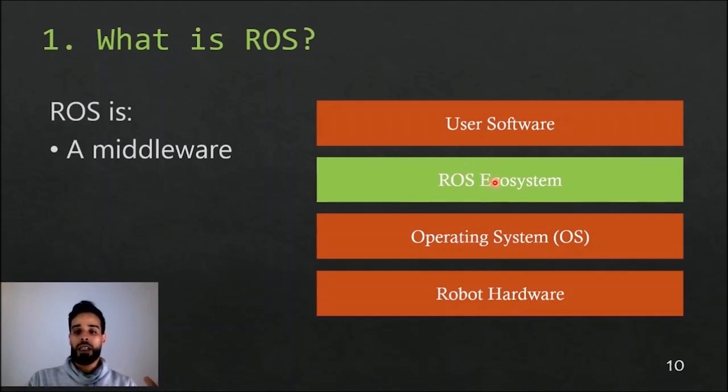And ROS will call these libraries from the operating system, the drivers, and your user software will not communicate directly with the operating system, but it will communicate with ROS, and ROS will simplify a lot of things. We will see that ROS will simplify a lot of things for our software, so we can gain a lot of productivity during our programming because there are a lot of things made in the ROS ecosystem.